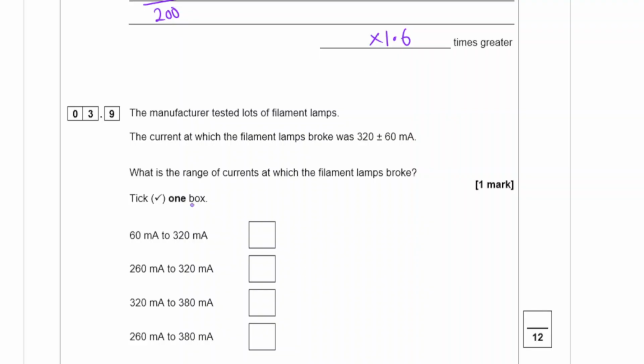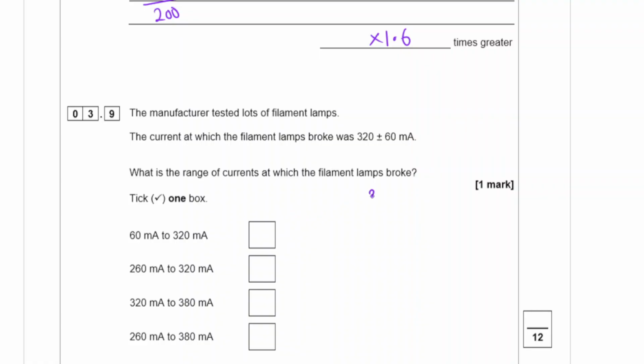The manufacturer tested lots of filament lamps. The current at which the filament lamps broke was 320 plus or minus 60 milliamps. So it could range. It's not always breaking at 320. It could be 320 plus 60, that brings to 380. Or it could be 60 less, which means there is 260. So what is the range of currents at which the filament lamp broke?